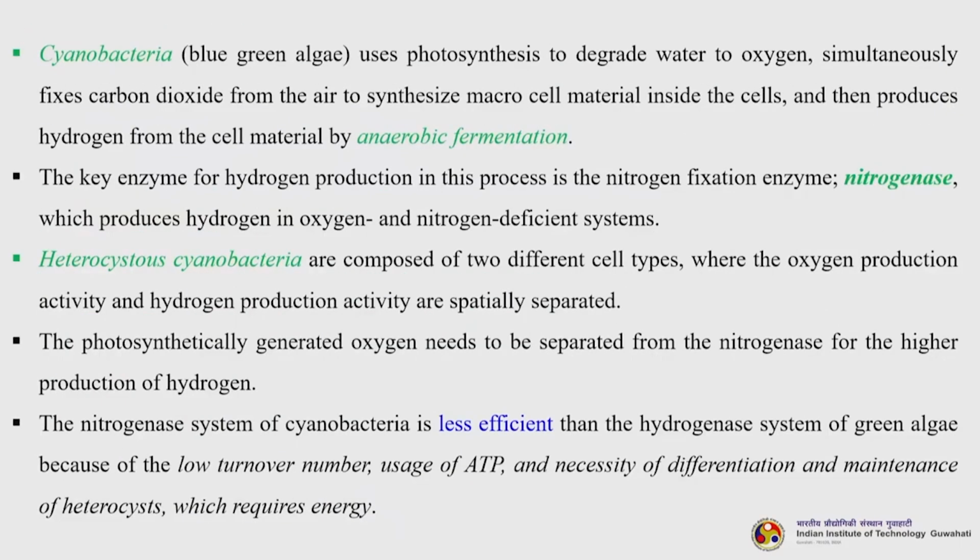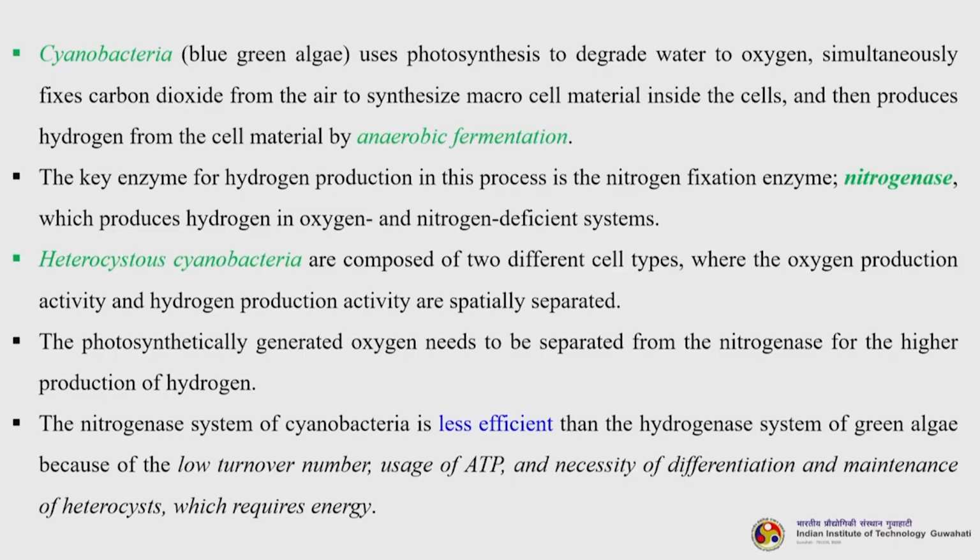Cyanobacteria, or the blue green algae, use photosynthesis to degrade water to oxygen, simultaneously fix carbon dioxide from the air to synthesize macromolecular cell material inside the cells, and then produce hydrogen from the cell material by anaerobic fermentation. The key enzyme for hydrogen production in this process is the nitrogen fixation enzyme nitrogenase, which produces hydrogen in oxygen and nitrogen deficient systems.